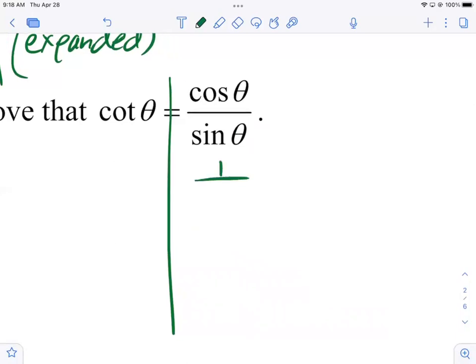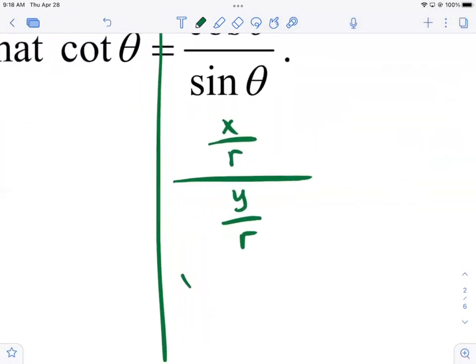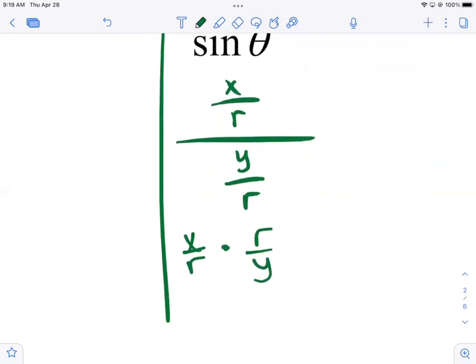Cosine is x over r. Sine is y over r. So that's step 1. I'm not going to write the reason, but it would be definitions of cosine and sine. Whenever you create a complex fraction, as you'll see moving forward, you're going to get happy and celebrate, because the next thing that you're going to do is always going to be obvious. And that is going to be to eradicate the complex fraction. So stay, change, flip. That's your next step.